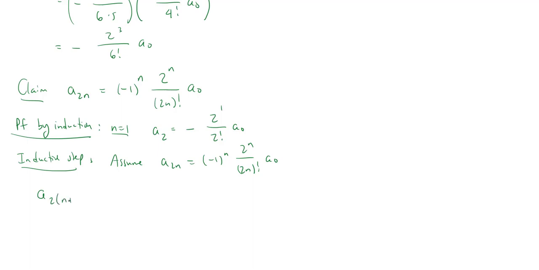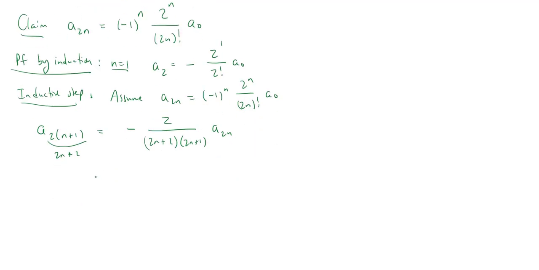So a sub 2n plus 2 is equal to, well, we're going to use the actual formula. We have a recurrence relation. This is negative 2 over, I copy this number, so 2n plus 2. I multiply by 1 less, so 2n plus 1. And then I go down by 2, so it'd be a sub 2n. But by our inductive hypothesis, a sub 2n can be written in this form. So we have negative 2 over (2n plus 2)(2n plus 1), and then here comes the a sub 2n. It's an alternator, 2^n over (2n)! a naught.